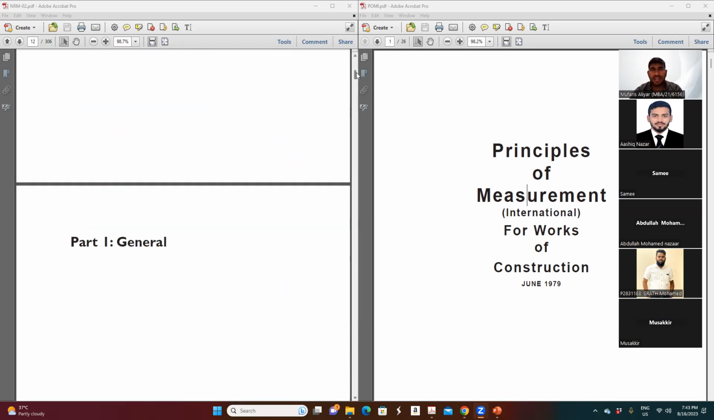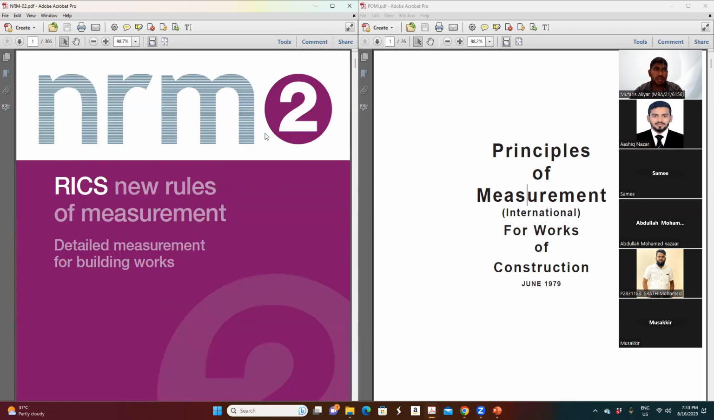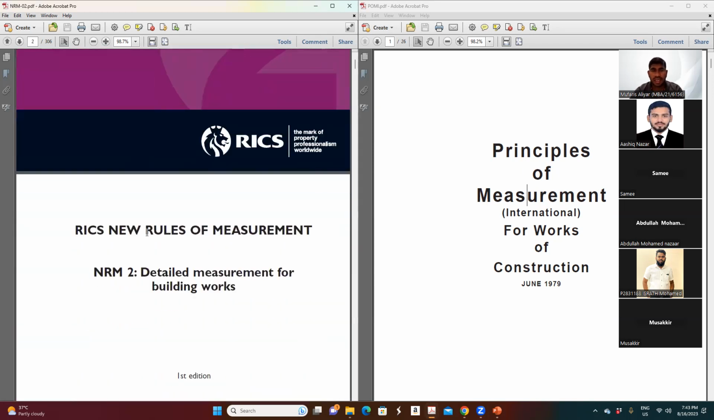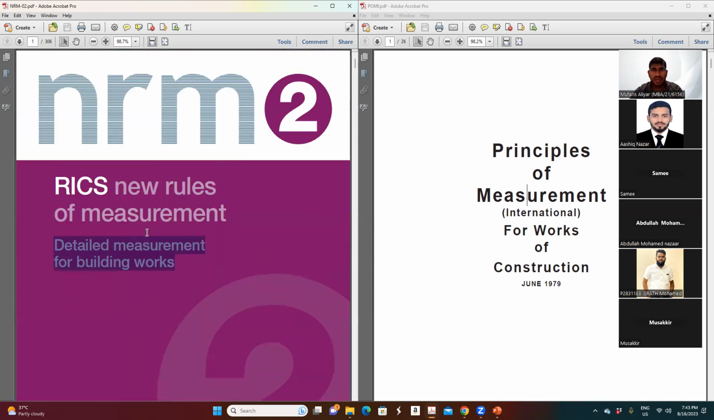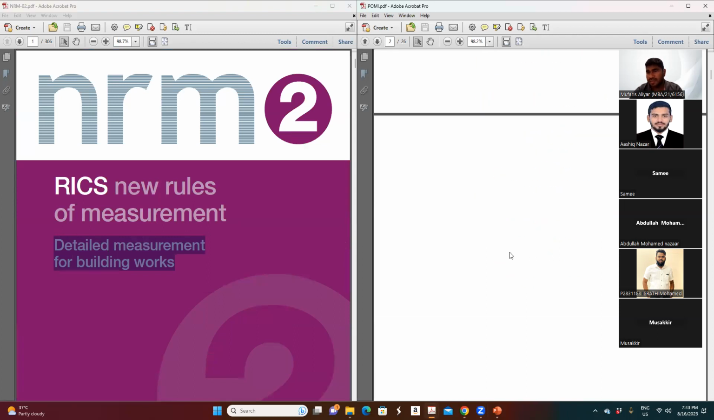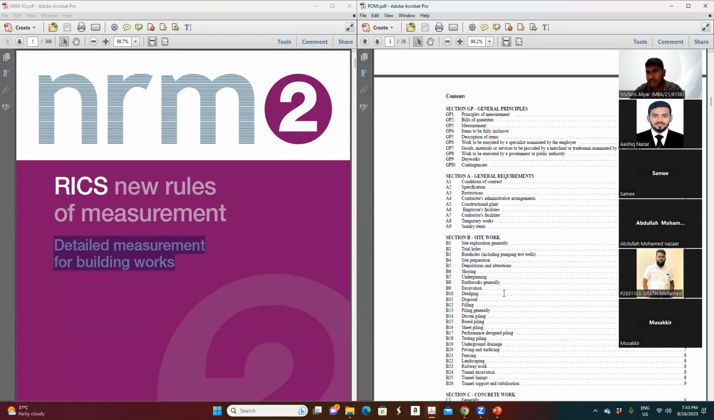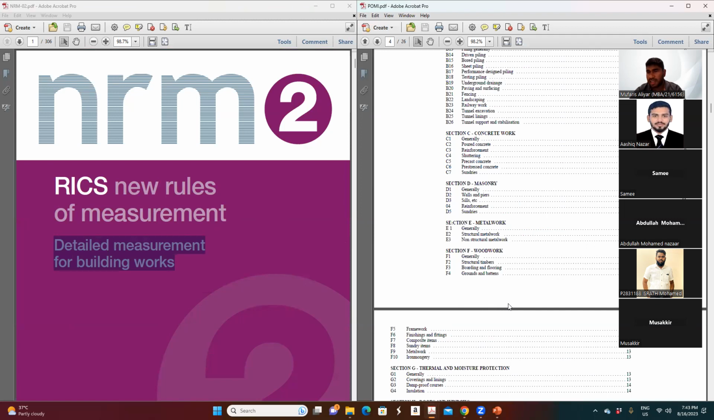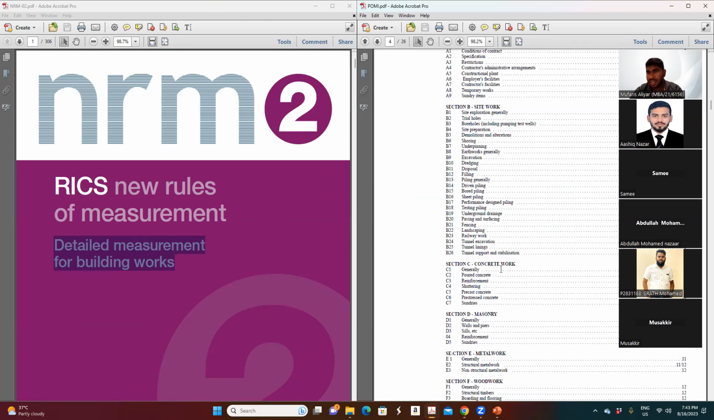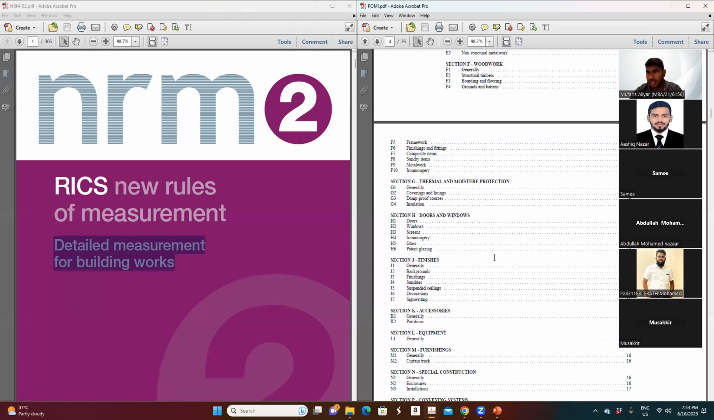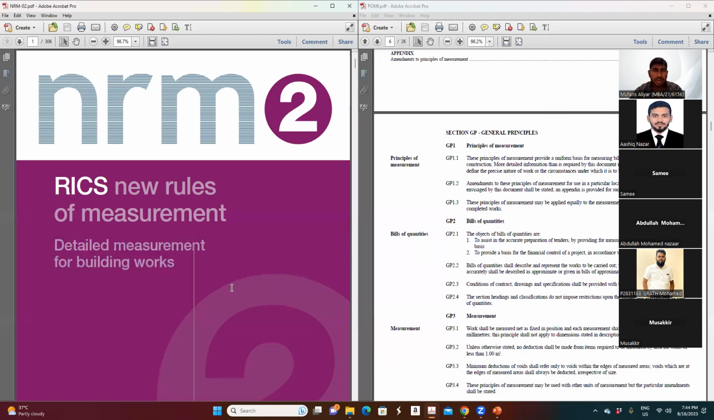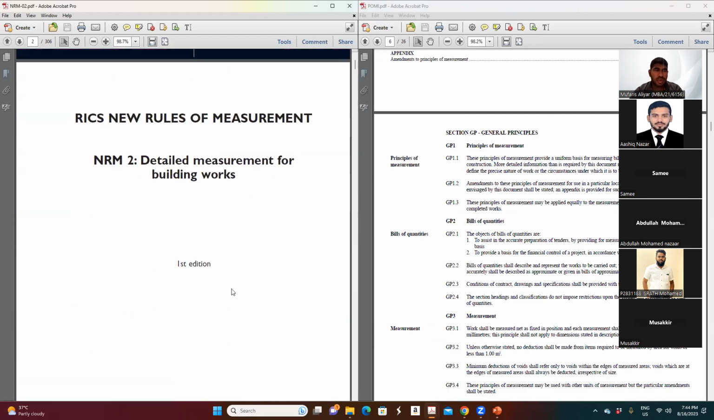So today we will see NRM2, the new rules of measurement. It itself mentions detailed measurement for building works, so it's not about civil works or infrastructure. This is for building works. I don't think I need to give you an explanation about POMI. What you don't know, I will just explain, because last time we saw how to read and understand the POMI. So I'm just giving you an idea about NRM2 now.